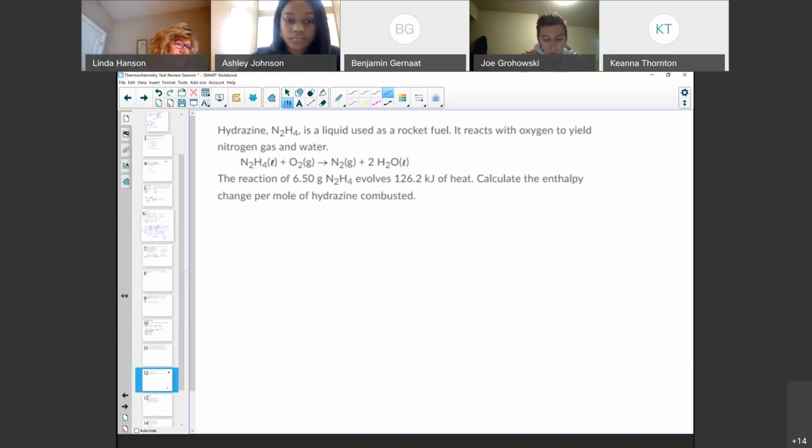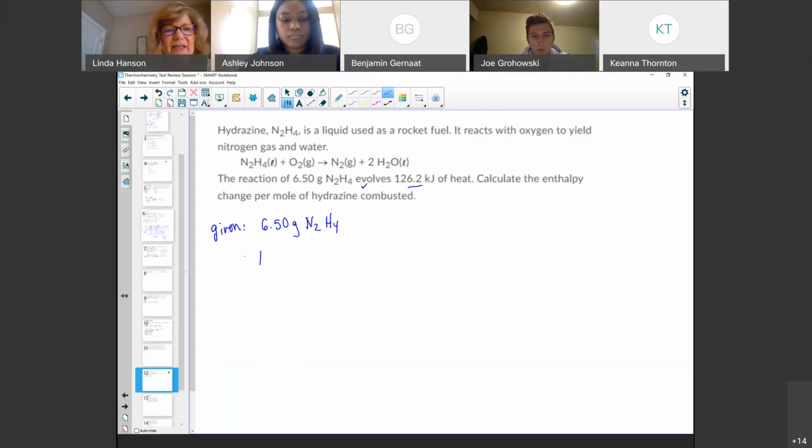I'm just giving you a minute to read through it. Here we have N2H4 combusts with O2, giving us N2 plus 2 H2Os. Here's given 6.50 grams of our fuel, N2H4, and what happens is that it combusts and releases, evolves, which tells me that heat is released, so negative 126.2 kilojoules.